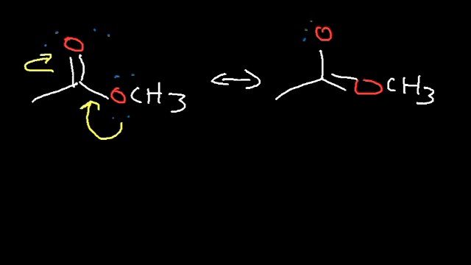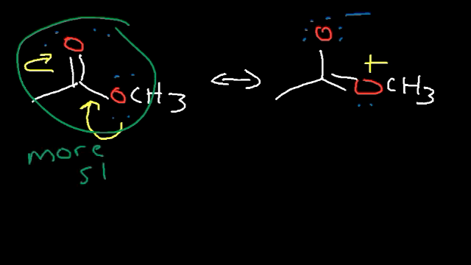So now the oxygen with the single bond has a negative charge, and the oxygen with 3 bonds is going to have a positive formal charge. Now, which of these structures is more stable? Which one is the major resonance contributor? The major resonance contributor is the one that's more stable, and the one that's more stable is the one that's neutral, which is this one.